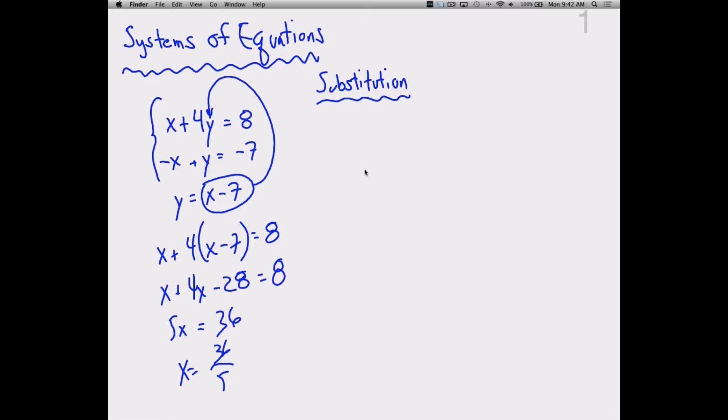How do I find y? Emmett? You plug that x into the other equation. You plug it into x plus 4y equals 8. Do I have to? Sure. Could I plug it in there? Yeah. Which one would you prefer? You want to stay with the first one, y equals x minus 7? You like this one? Okay. So y is equal to 36 fifths minus 7.